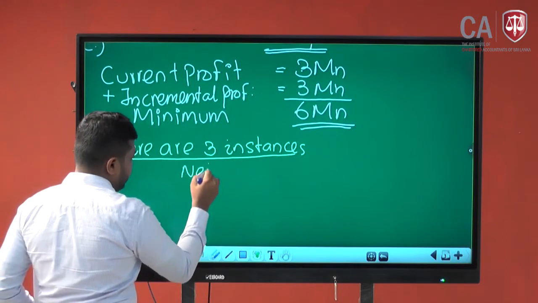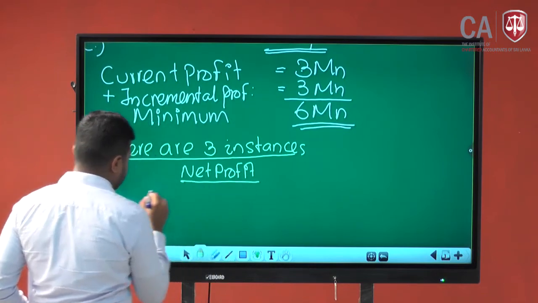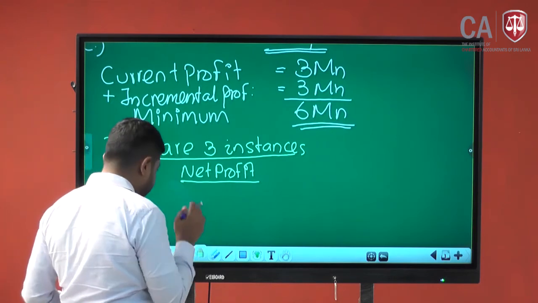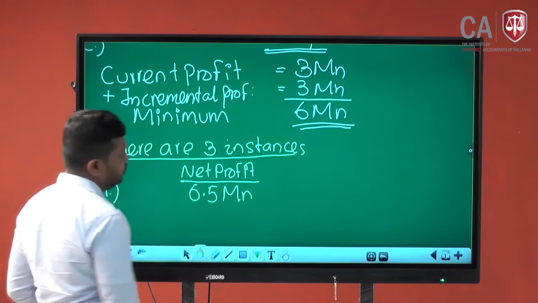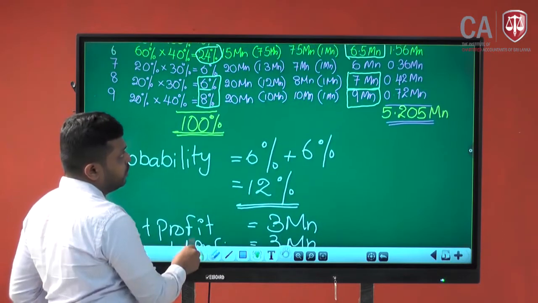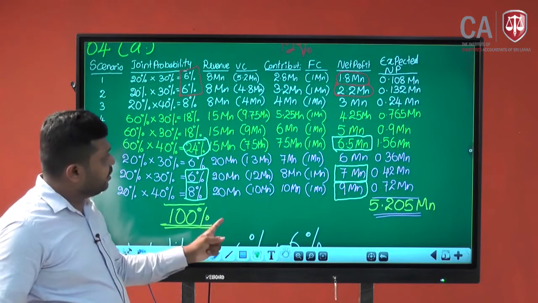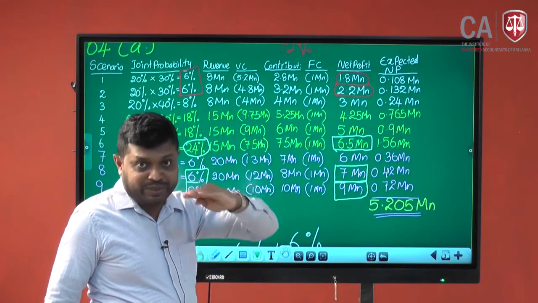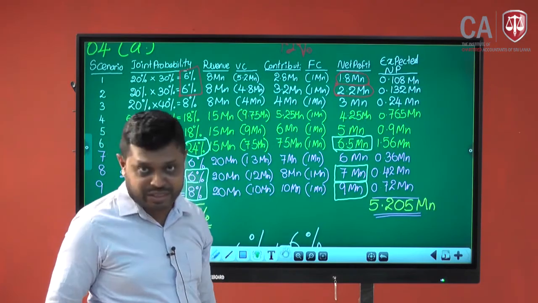Take net profit. I will say Roman number 1. The net profit in the first scenario is 6.5 million. If you go back, here the situation is 6.5 million. Then if you exceed 6 million, you are entitled to the incremental profit. Current profit 3 million, incremental profit 6.5 minus 3 million, 3.5 is the excess profit.